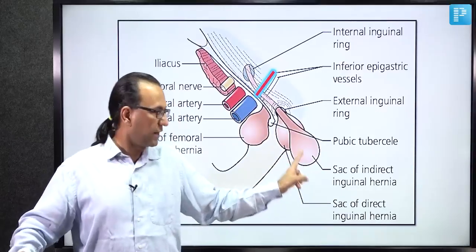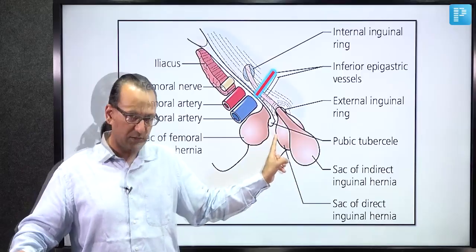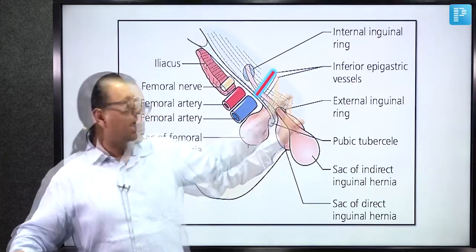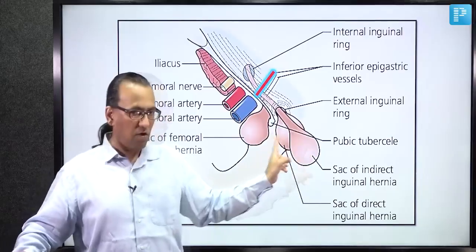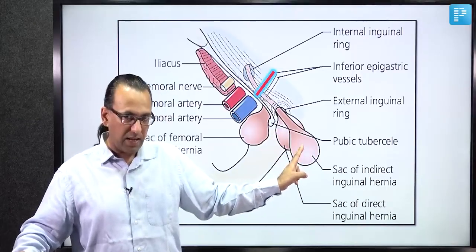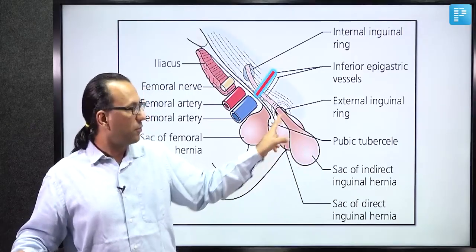Whereas if you're talking about the direct inguinal hernia, which is lying posterior to that, it came from Hesselbach's triangle, lying medial to the inferior epigastric vessels. Now maybe it is direct inguinal hernia or indirect inguinal hernia. In both of them, the neck is superior-medial to the pubic tubercle.